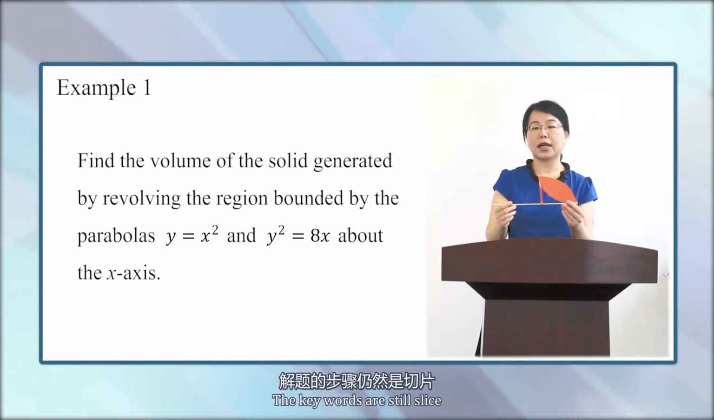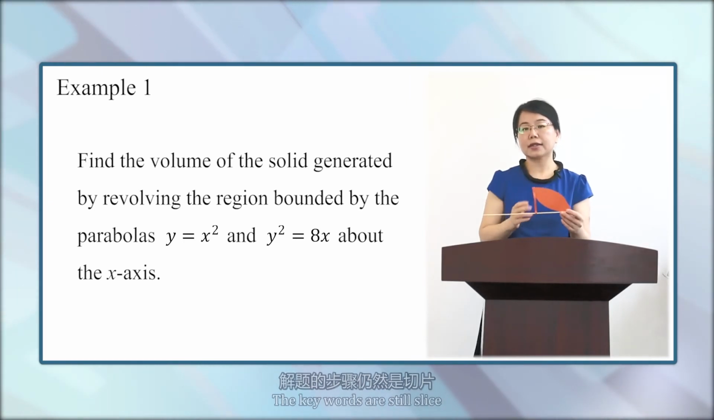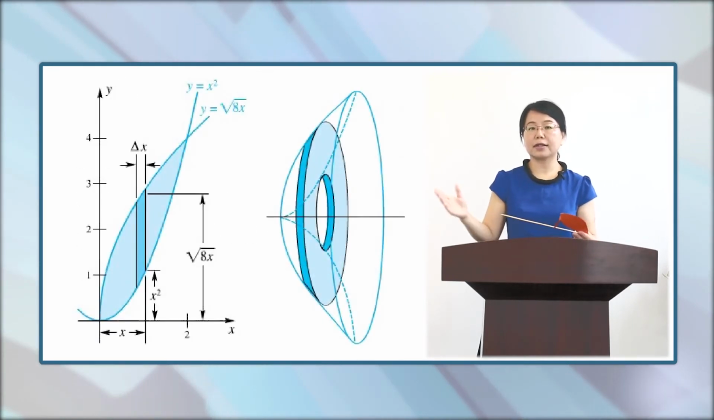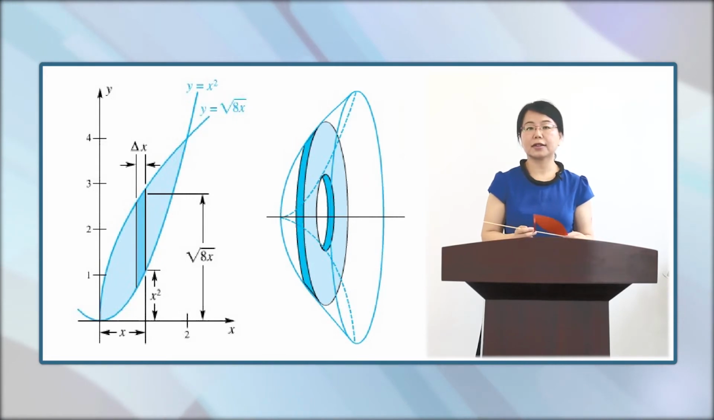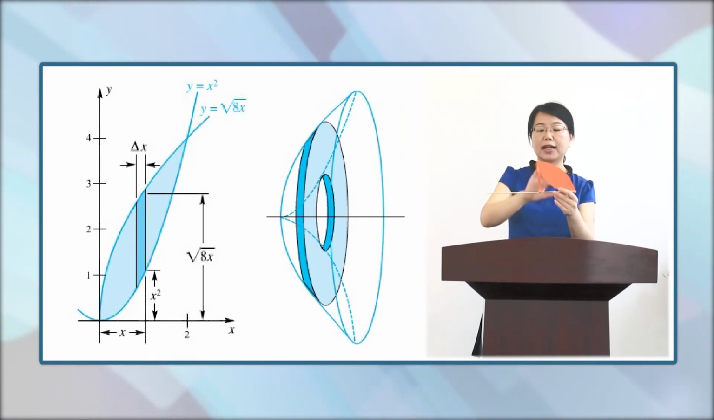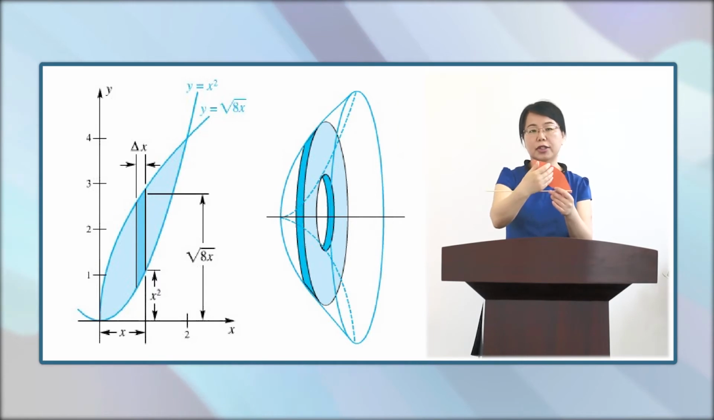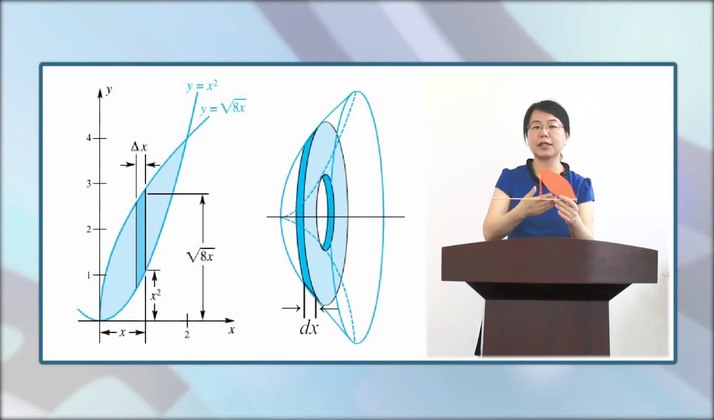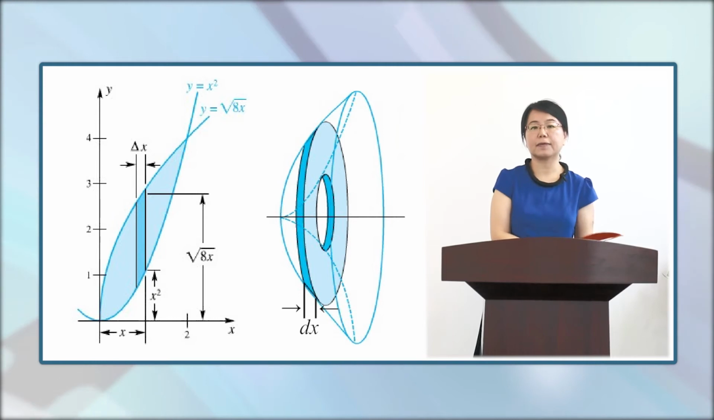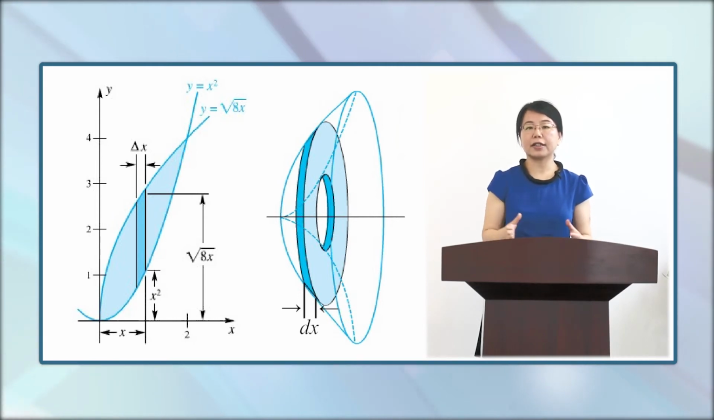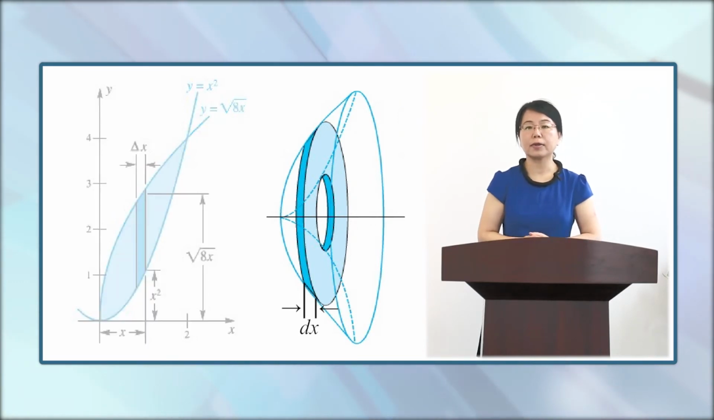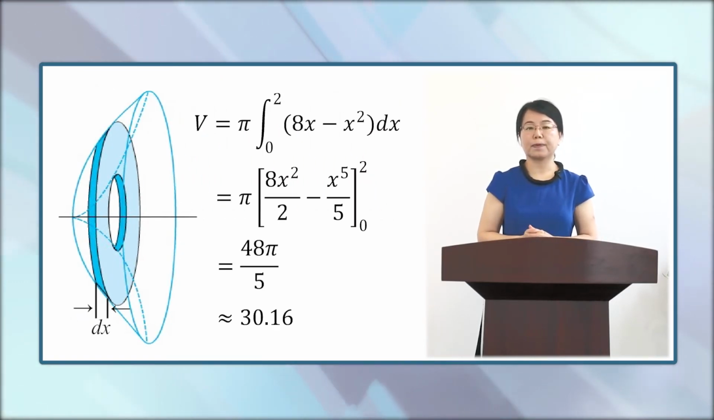The key words are still slice, approximate, and integrate. Let's see this figure. We slice it, then we find the area of the washer and multiply by the width dx. Then we find the small value, we approximate, take the limit, and then we have this definite integral. And this definite integral we can easily solve because the integrand is a polynomial. So we find the total volume.